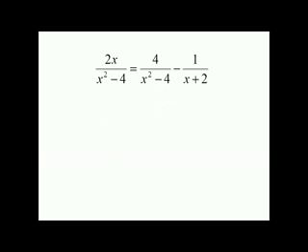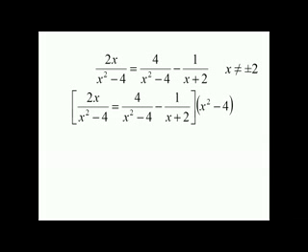Here's another equation that has fractions. I need to multiply by something that will get rid of all of the fractions. So I'm actually going to multiply by x squared minus 4. Because x plus 2 is a factor of x squared minus 4, that one multiplication will get rid of all three denominators. Remember, we cannot have x equals plus or minus 2.